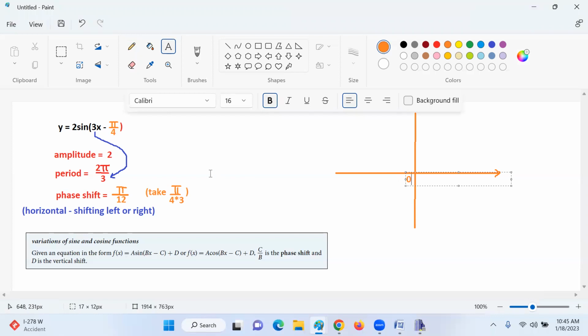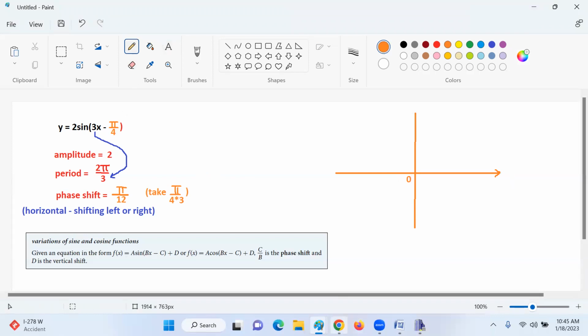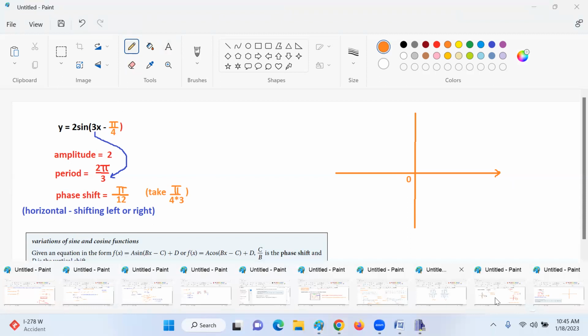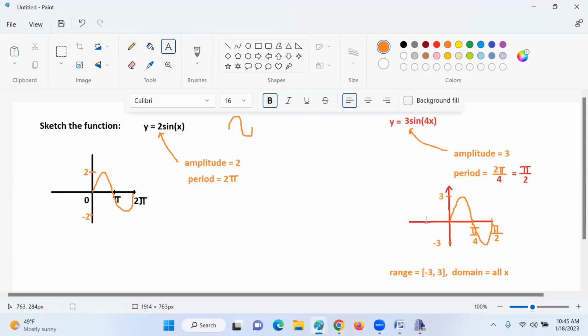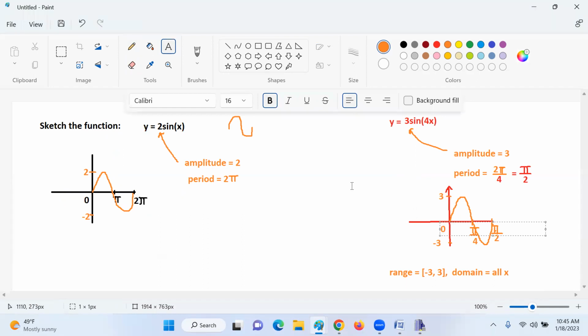Okay, so now a very important thing is where the phase shift is gonna start. So remember, where does the sine function start from? The sine function starts from 0, correct? Most likely the sine function starts from 0 if there's no phase shift. In this case, the phase shift is 0, so we start from 0.